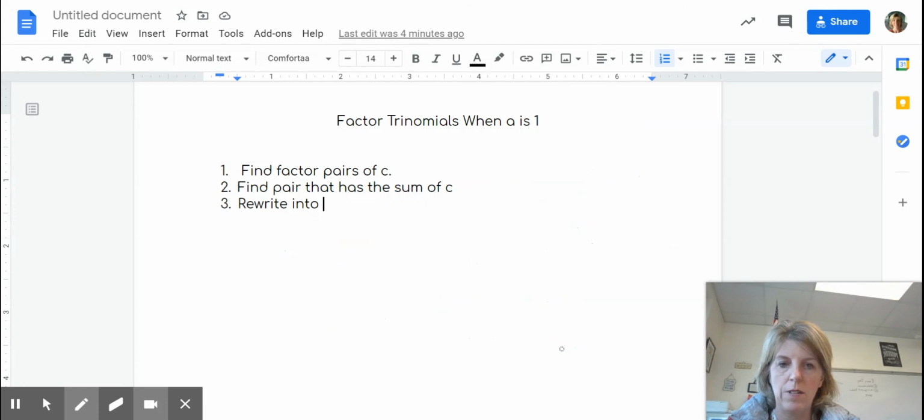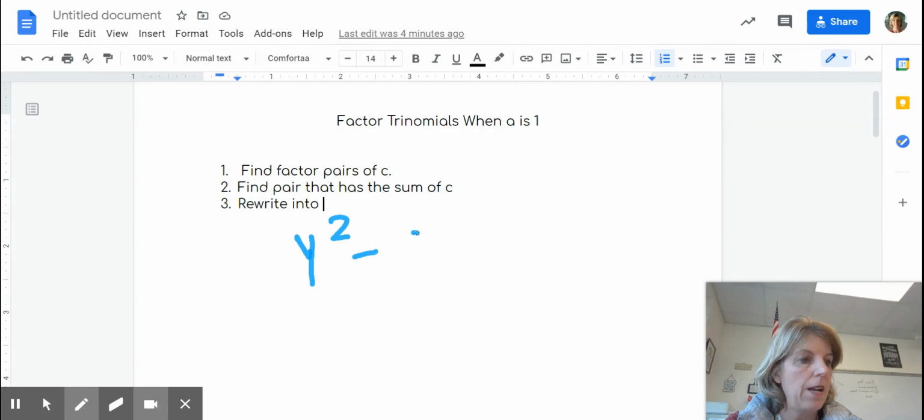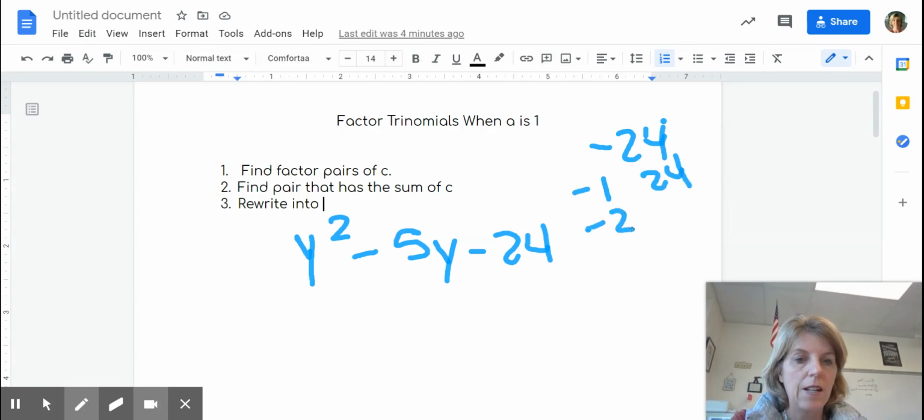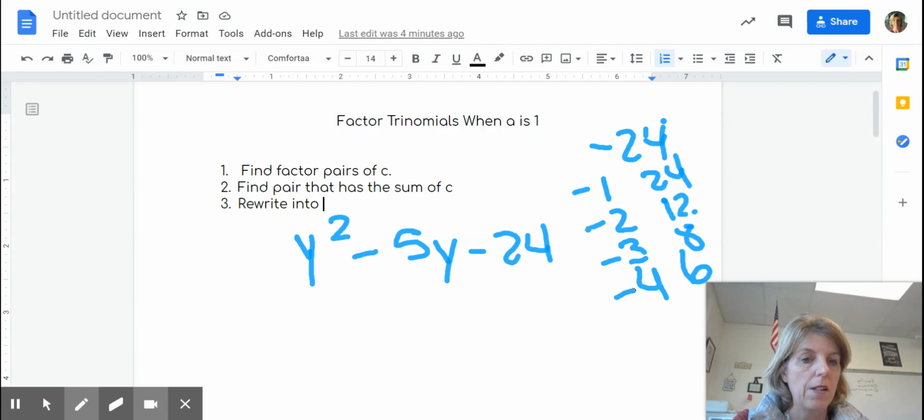Little twist in this. Watch this one. What if I have something like y squared minus 5y minus 24? Okay, check this one out. A little bit different. This is the hardest that these get. Find C. C is negative 24, right? So the factor pairs are, let's say, negative 1 and 24, negative 2 and 12, and we could just do 3 and 8, 4 and 6, but we know that one of them has to be negative. In order for it to be negative 24, one has to be negative. It doesn't matter which one. Okay, so there's our factor pairs.